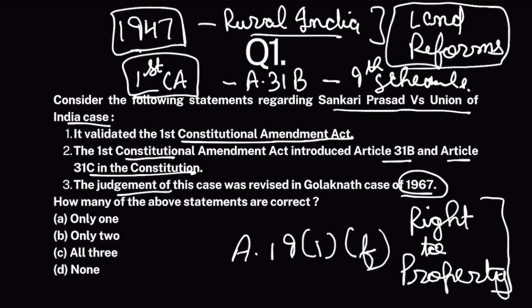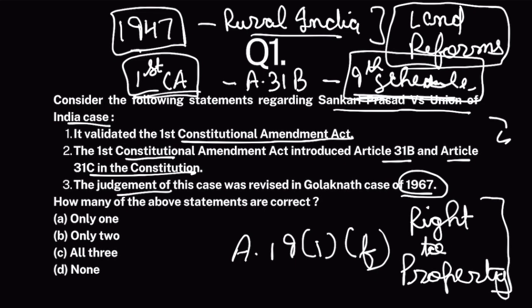Okay? Ninth Schedule. Now, in that Ninth Schedule, it was mentioned that any law made by the Parliament or the state legislative assemblies, if put in Ninth Schedule, they won't be challenged in any court of law, whether Supreme Court or High Court. So anything that is put under Ninth Schedule of the Constitution won't be challenged anywhere. Right? This was first Constitutional Amendment Act.